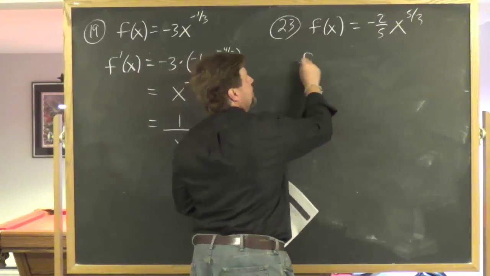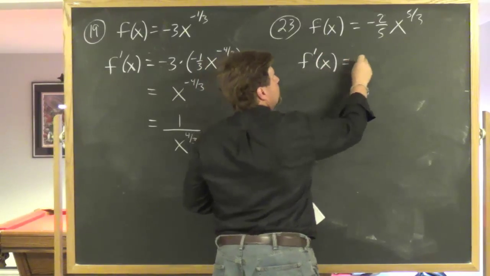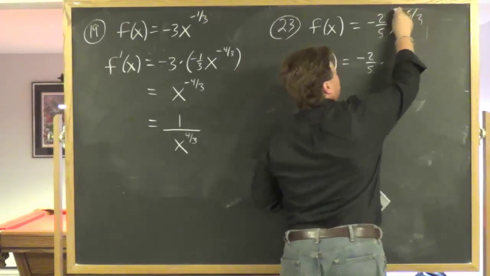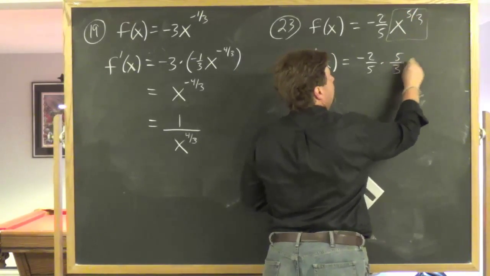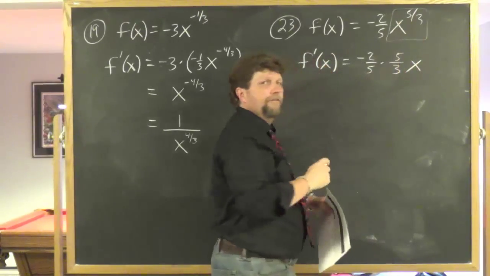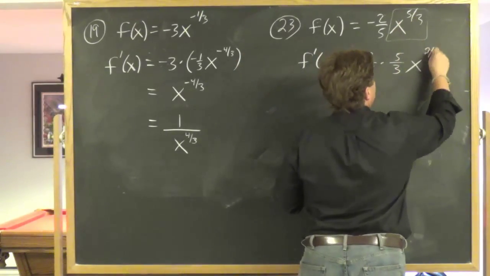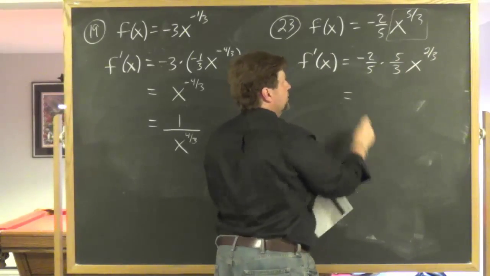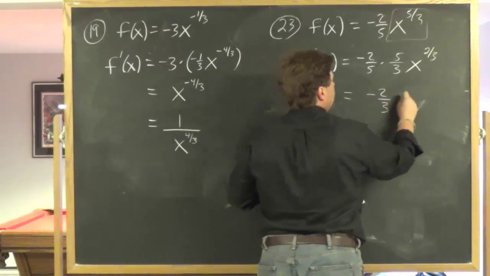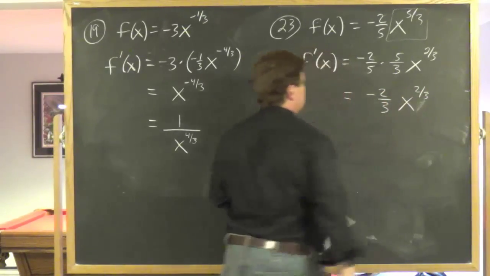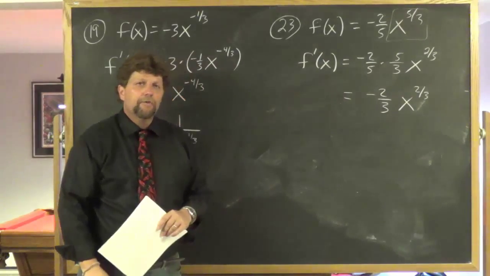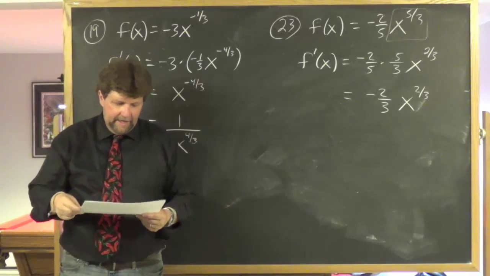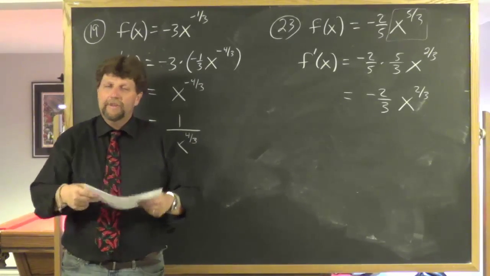23, again, the constant multiple rule. So the derivative is negative 2/5 times the derivative of that, which is 5/3 x, subtract 1 from the exponent, so that gives me a 2/3. Clean this up, negative 2/5 times 5/3 is negative 2/3. So the derivative is negative 2/3 x to the 2/3. So hopefully you got 19, hopefully you got 23, and we're ready now to look at the next rule of computing derivatives.